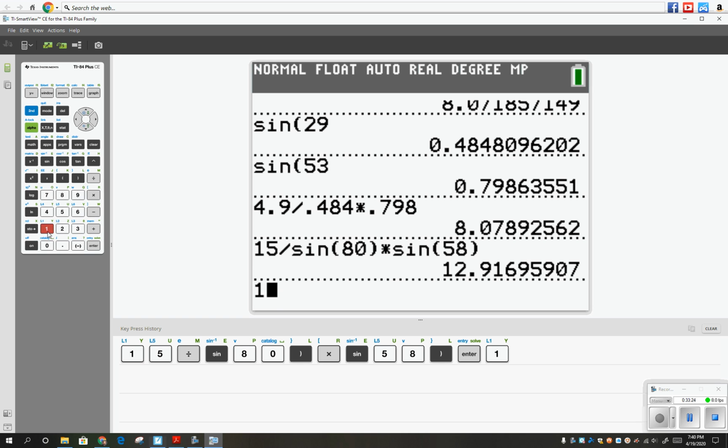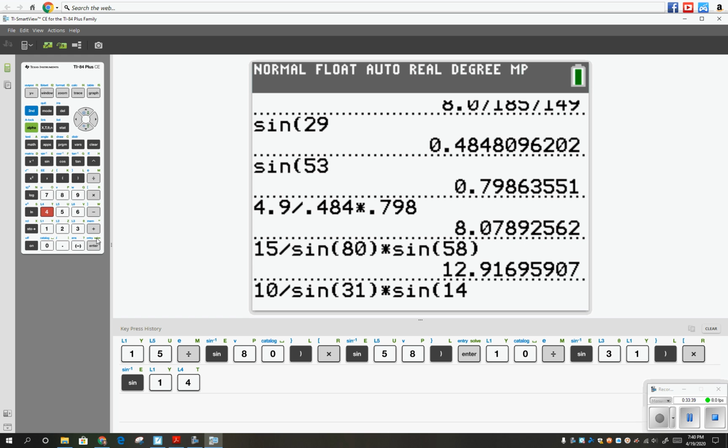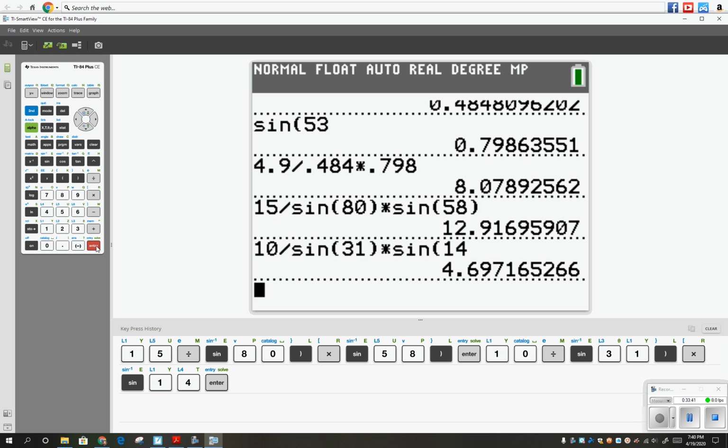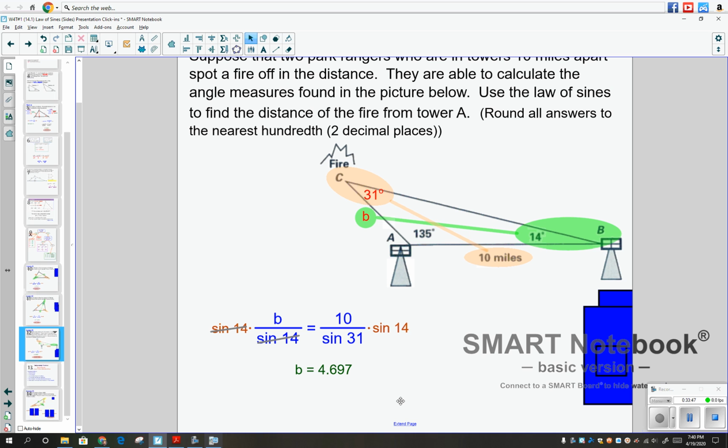10 divided by sine of 31 degrees, close the parentheses, times sine of 14 equals 4.697, which rounds to 4. Third decimal 7 tells me to round up. Rounds to be 4.7 miles.